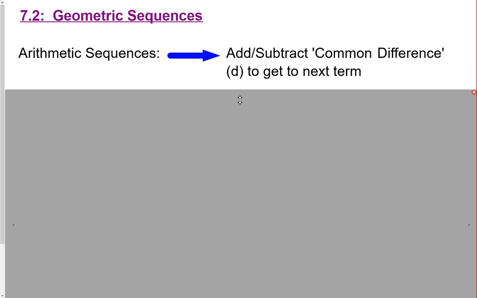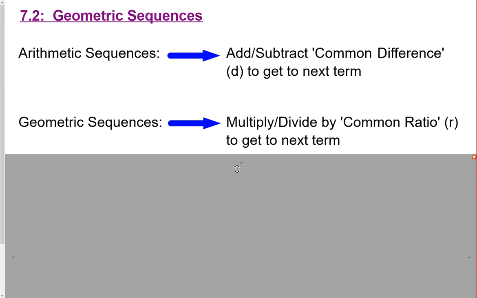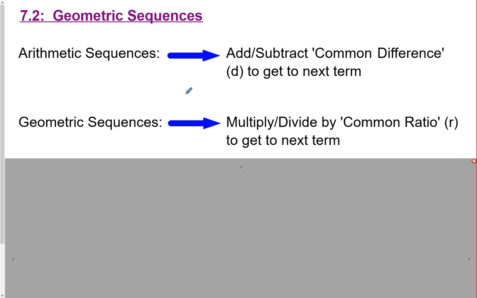We're talking geometric sequences. We talked arithmetic sequences yesterday and today. That's where we're just adding or subtracting a common difference, we call that D, to get the next term. Now the one we're doing today, geometric sequences, is a little different. Instead of adding or subtracting a common difference, we're multiplying or dividing by a common ratio to get the next term.